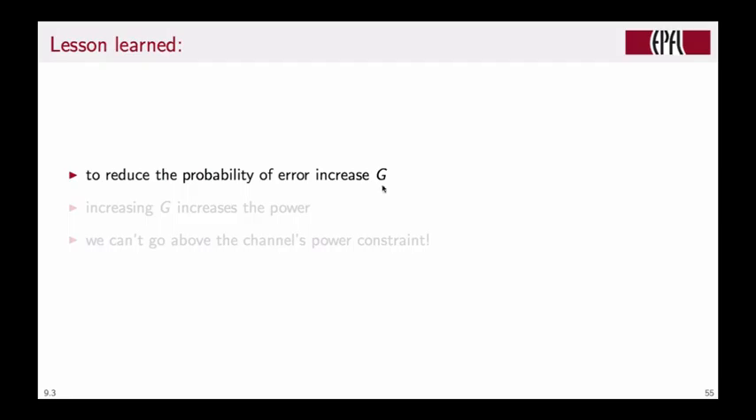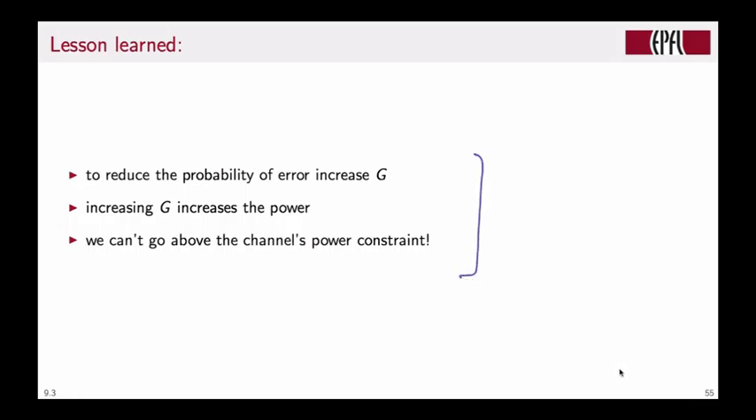So the lesson that we learned from this simple example is that in order to reduce the probability of error, we should increase g, the amplitude of the signal. But of course, increasing g also increases the power of the transmitted signal, and we know that we cannot go above the channel's power constraint. And so that's how the power constraint limits the reliability of transmission.